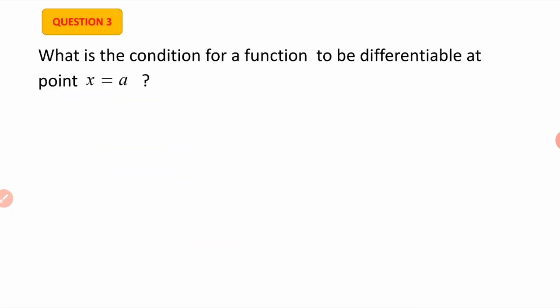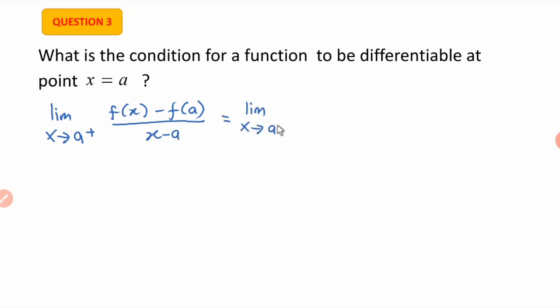Next, question number 3. What is the condition for a function to be differentiable at the point x equals a? So this is at a point. You must know that the limit from the left must be equal to the limit from the right. So the limit as x approaches a from the right of (f(x) minus f(a)) over (x minus a) must be equal to the limit as x approaches a from the left of (f(x) minus f(a)) over (x minus a). So that is the condition.